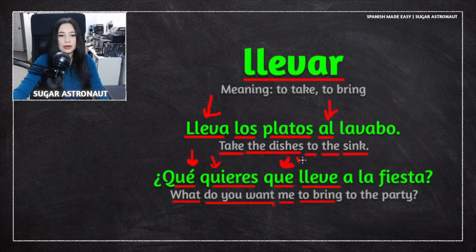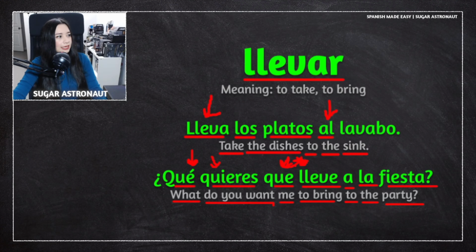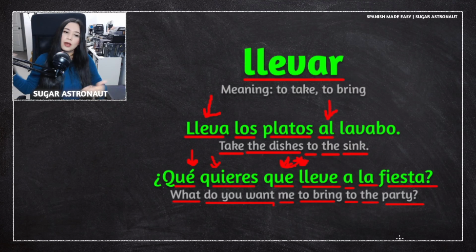So essentially here we have yo. ¿Qué quieres que yo lleve? What do you want me to bring? But we don't need yo. So you can only say ¿qué quieres que lleve? What do you want me to bring? A, to, la, the, fiesta, party. Fiesta means party. ¿Qué quieres que lleve a la fiesta? What do you want me to bring to the party?